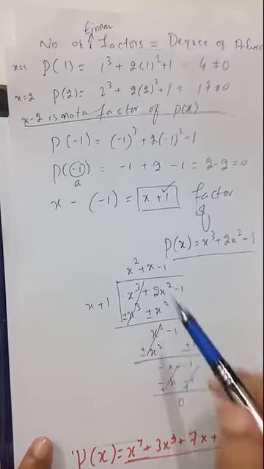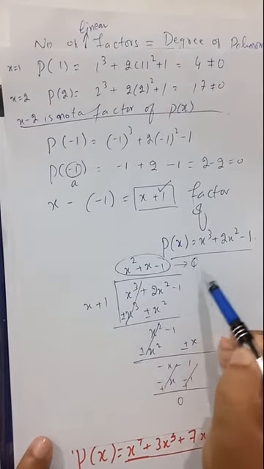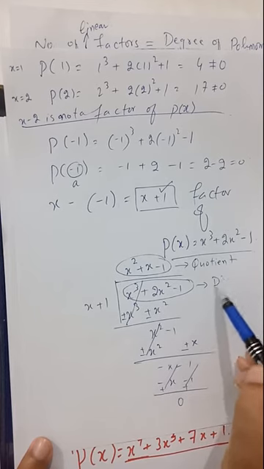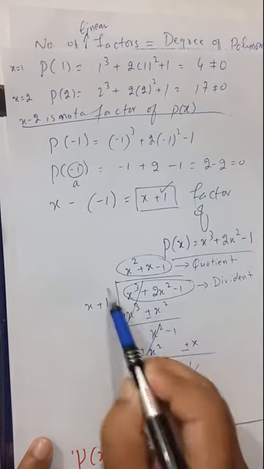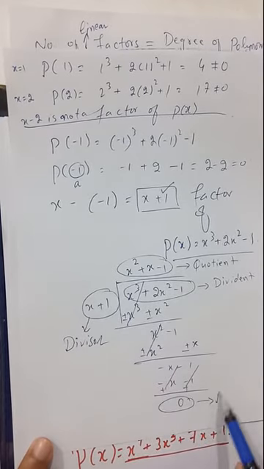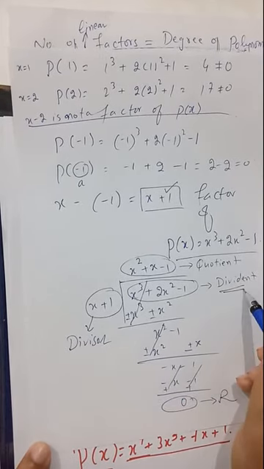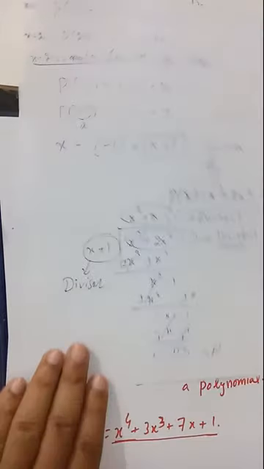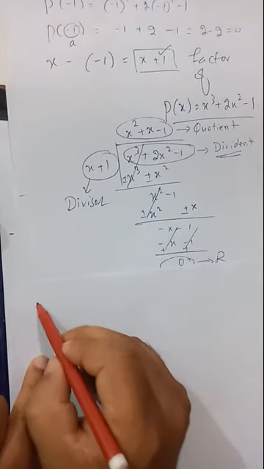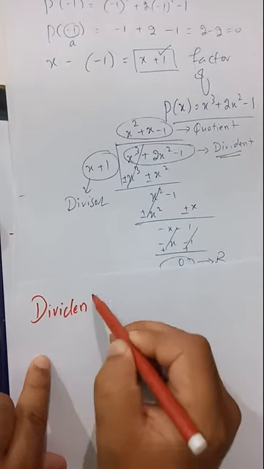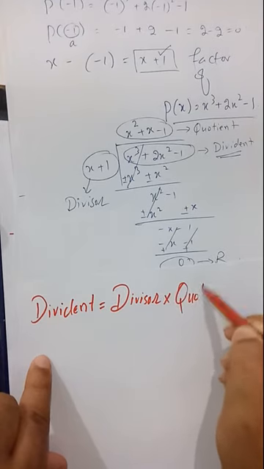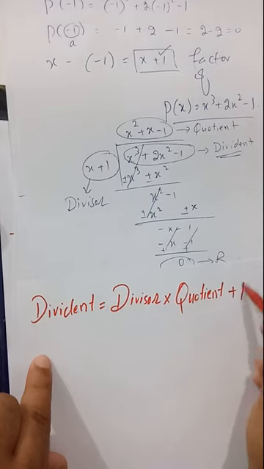So I get this, my quotient. Remember, this is your quotient, this is called the dividend, this is called the divisor, and this is your remainder. Remember that the dividend is equal to the divisor multiplied by the quotient, plus the remainder.